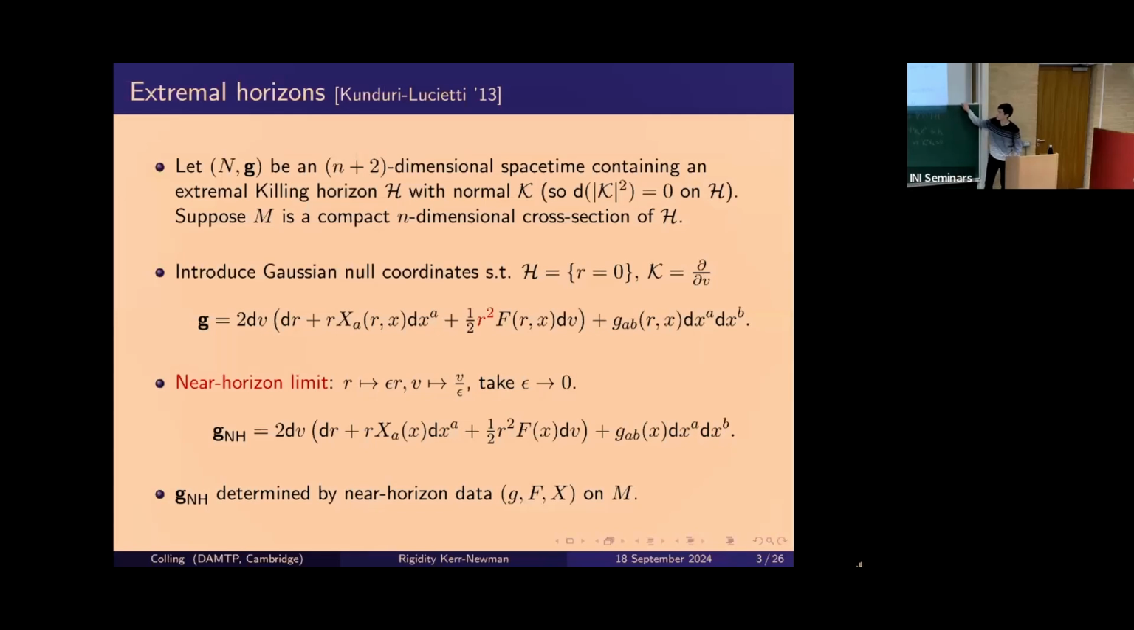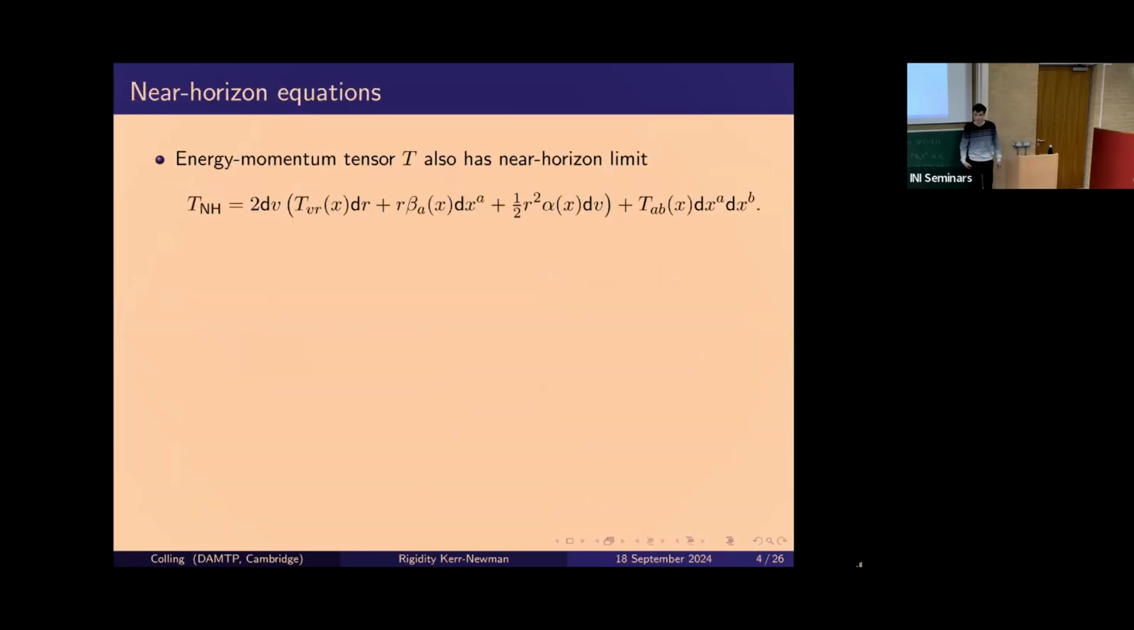And there's also this function F. So this is a metric G, a 1-form X, and a function F, all defined on the manifold M. And now in contrast to James' talk, I will consider the situation where there is some matter. So we'll have some energy momentum tensor, which we assume to also have this near horizon limit. So again, it will be determined by a bunch of quantities on this manifold M.